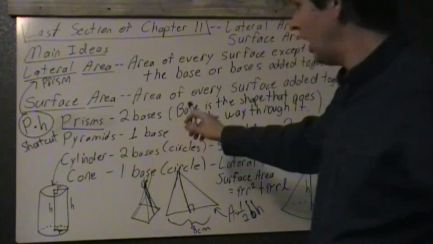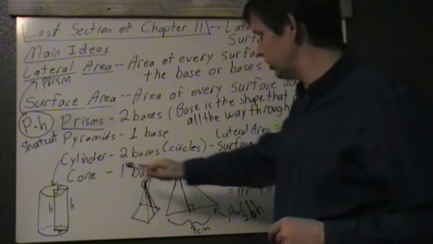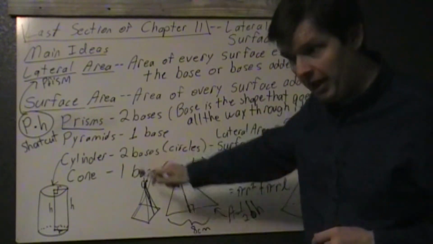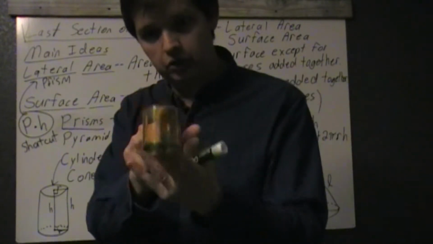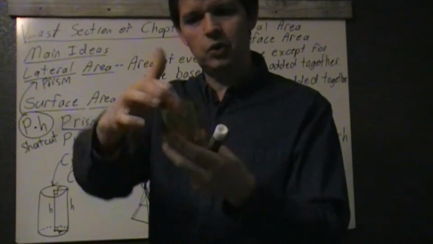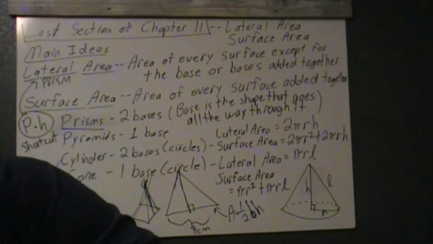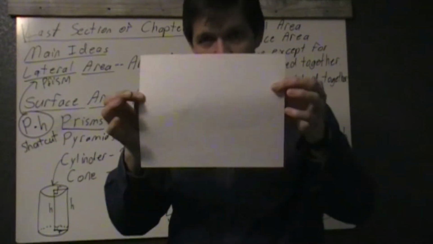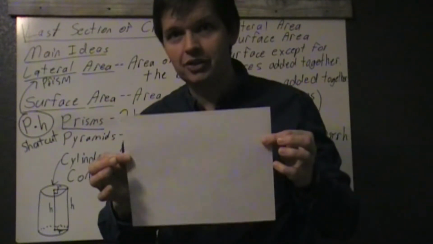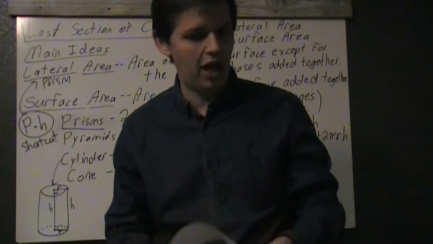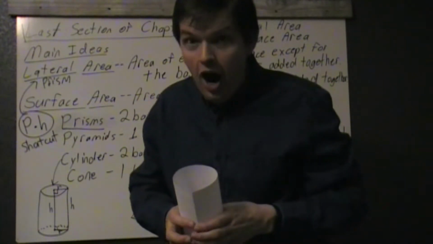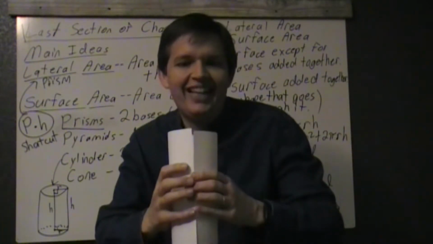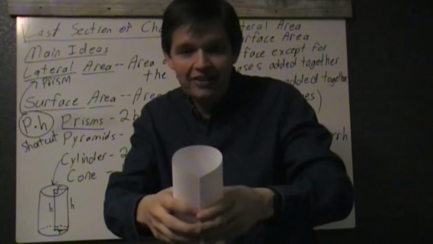Now notice, I went ahead and gave you the formula for the cylinder with 2 bases. Notice the cylinder has 2 bases, and the bases are the circles. But how in the world do I get the lateral area of a cylinder? Well, you know how to do it. See this sheet of paper right here? I can make it into a cylinder. A magician. Look, watch. Wait for it. Look at that. It's a cylinder now.